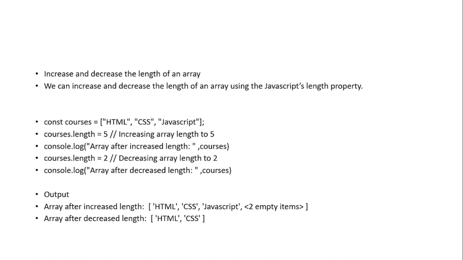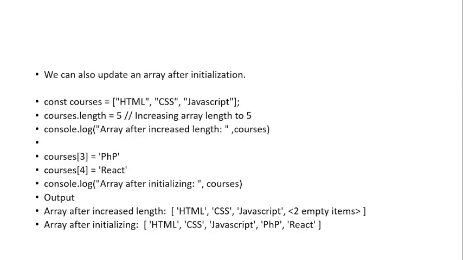Okay, so increased length, courses. When you are using this print statement, courses length is equal to 5. Already there are 3 elements, so 2 elements will be empty because they are not declared, but the length is increased to 5. When I am using length is equal to 2, this will be trimmed. You can see HTML, CSS and JavaScript, there will be 3 spaces. Now I am allocating courses as 5. After trimming, after decreasing, you can see there are only 2 elements inside the array. HTML and CSS will be the only ones available. So the length of the array is decreased.